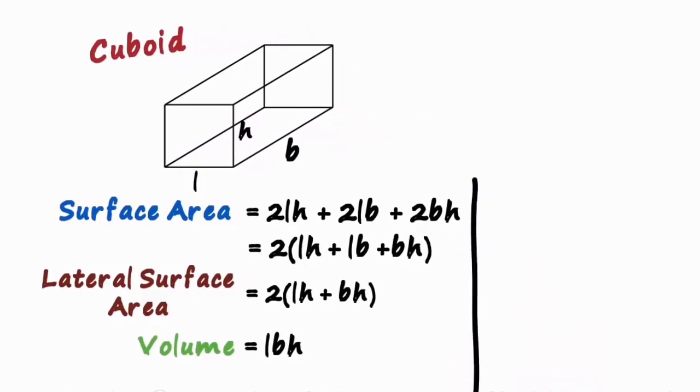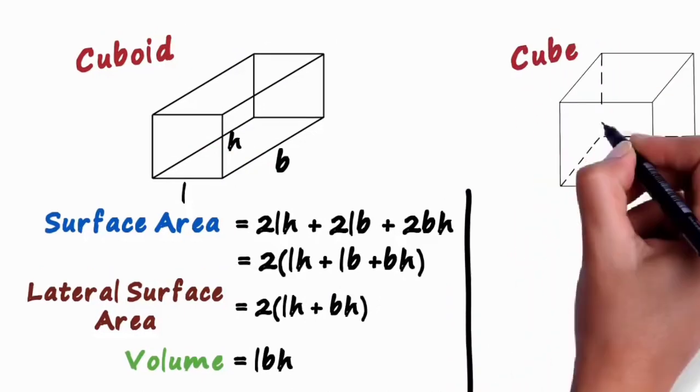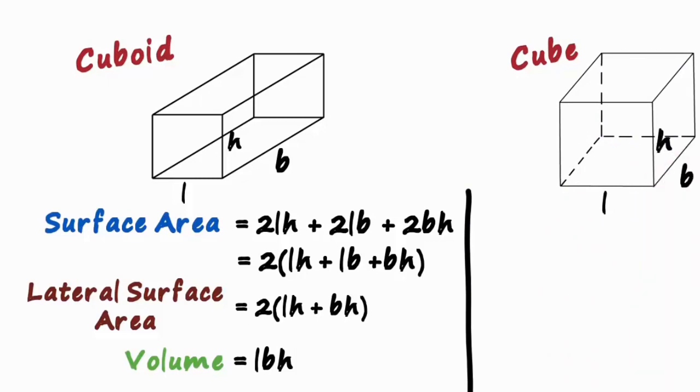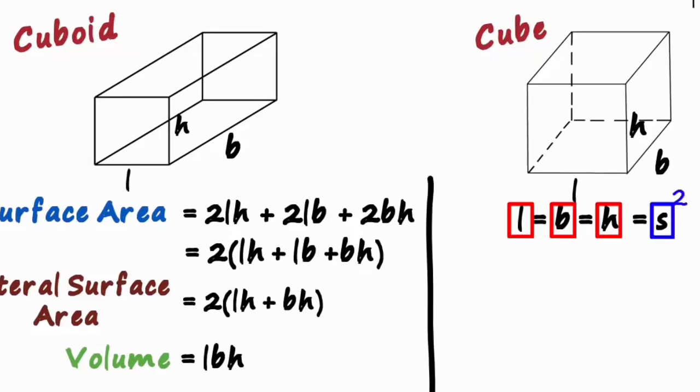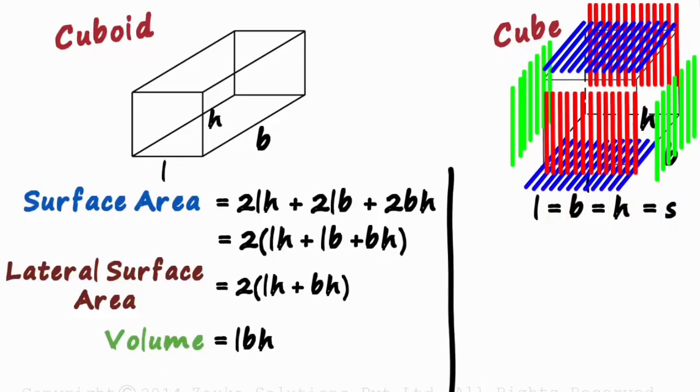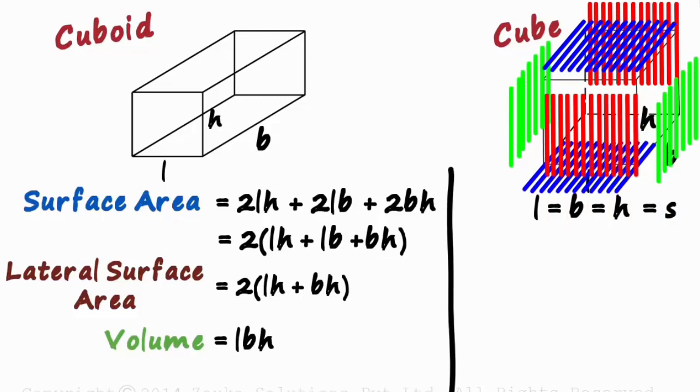Next, we shall discuss the concept of a cube. It looks similar to a cuboid. It has length, breadth, and height, with the only difference being that all of them are equal. Let's say each is S units. If each of the sides is equal, then each face will be a square, and the area of each face will be S square. As there are 6 faces, the total surface area will be 6 S square.